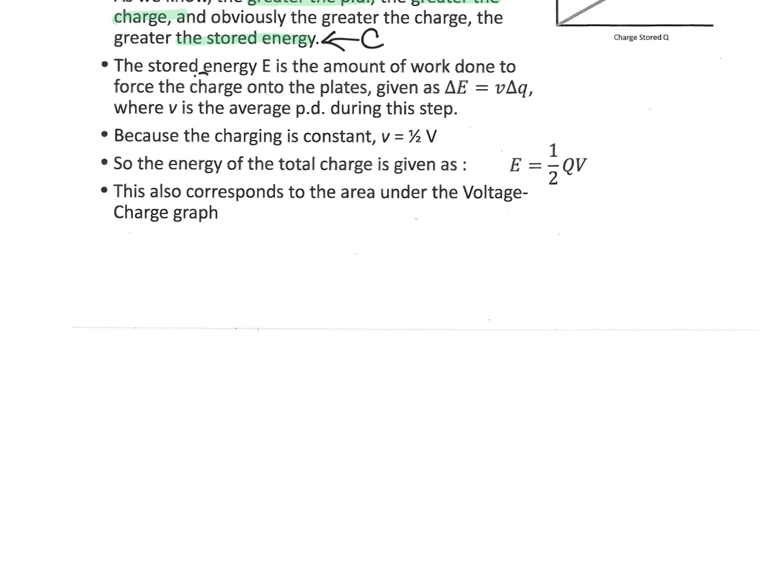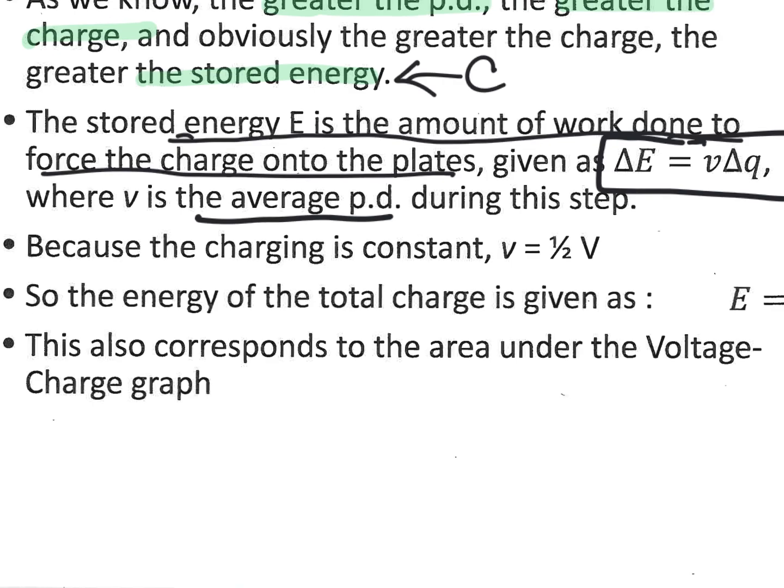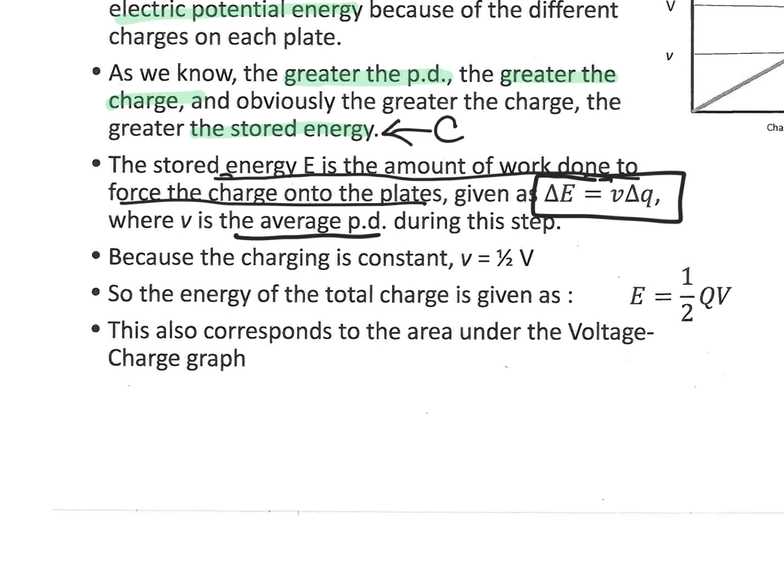So now look what it says. It says the stored energy, E, is the amount of work done to force the charge onto the plates. You've got another formula here: V times delta Q. Now, here's the thing. Because the charge, we take the average voltage. If we take the average voltage, guys, I want you to look at this. Average voltage. How do we find the average of something? And divide by? Well, if we're taking the average voltage of 2 things, that's where that 1/2 comes from.